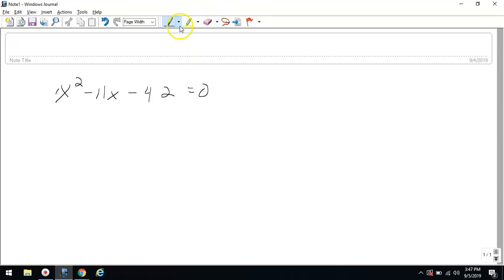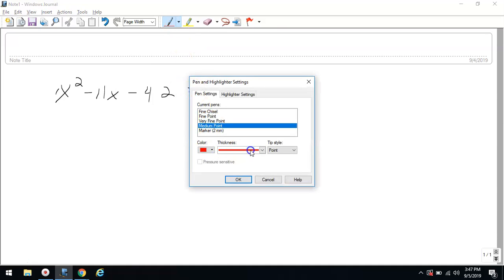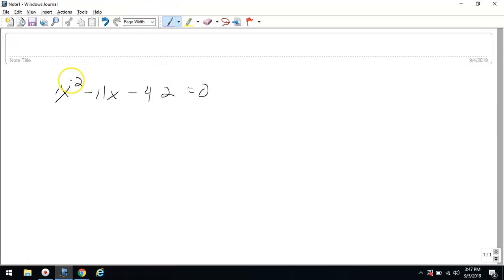Off the top of my head, I feel like I need to change this from red. Sorry guys, I really like this purple color. Okay. I feel like this should be factorable.